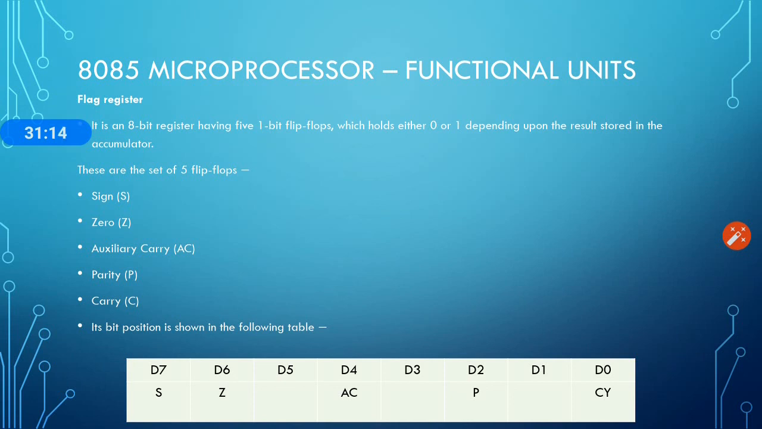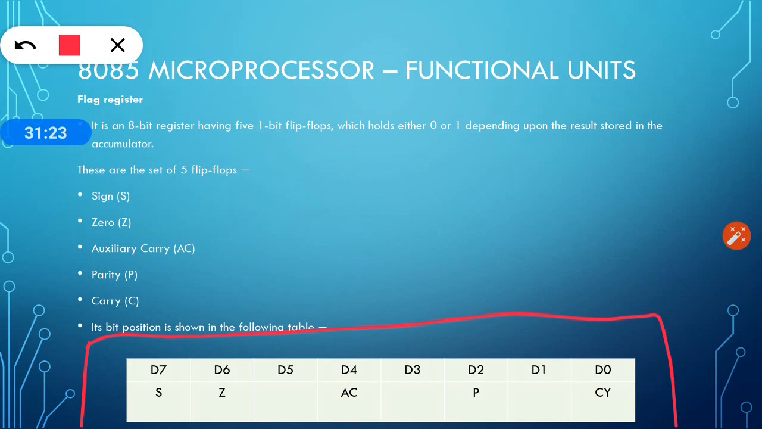So now temporarily forget about flip-flops. Here we are having this flag register. In the flag register we are having 5 different flags, that is S, Z, auxiliary carry, parity and carry. Okay, so I will explain one by one.